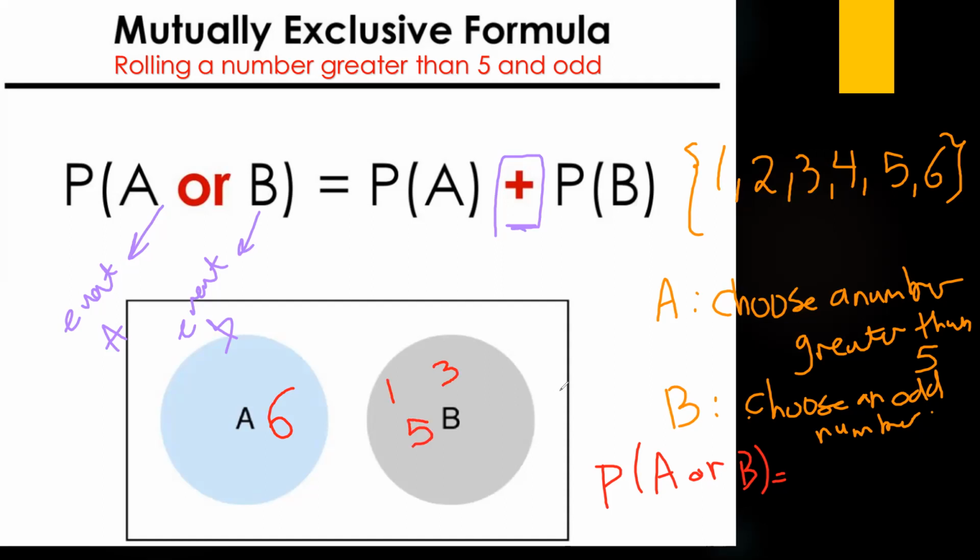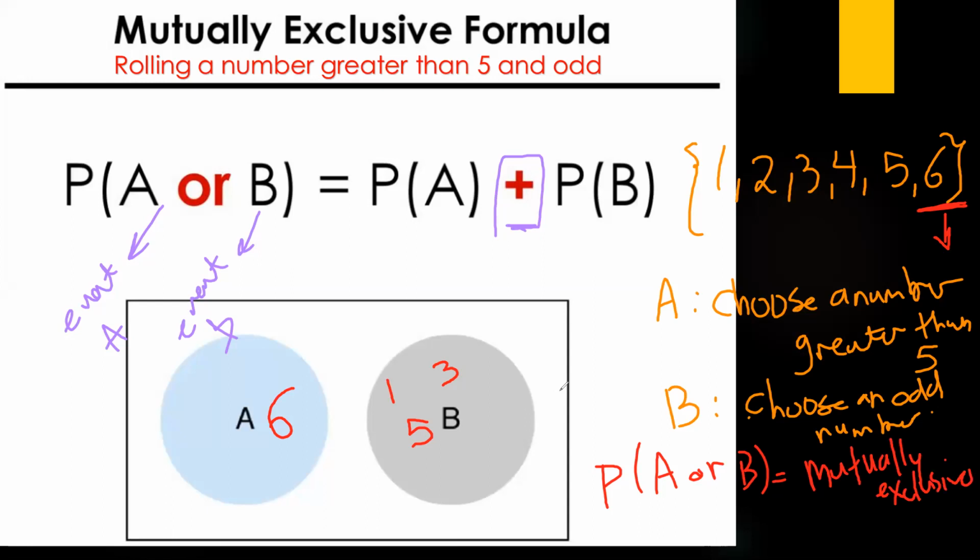Now, is there a common event here? Is there a number that is the same in A and B? No. Greater than 5, that is the number 6. And odd, 6 is not odd. So these two events cannot happen at the same time. Can we have greater than 5 and odd? No. So we have to say this is mutually exclusive.